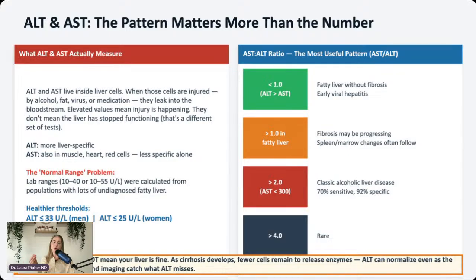Okay. So we're looking at a number, and we're trying to figure out if your liver has any source of damage. So the first thing we're going to do is look at it being less than 1. So we do AST divided by ALT, and if it's less than 1, things are usually fine. Over 1, this is in a fatty liver. Fibrosis might be progressing. Over 2 is classic alcohol liver disease, and over 4 is quite rare.